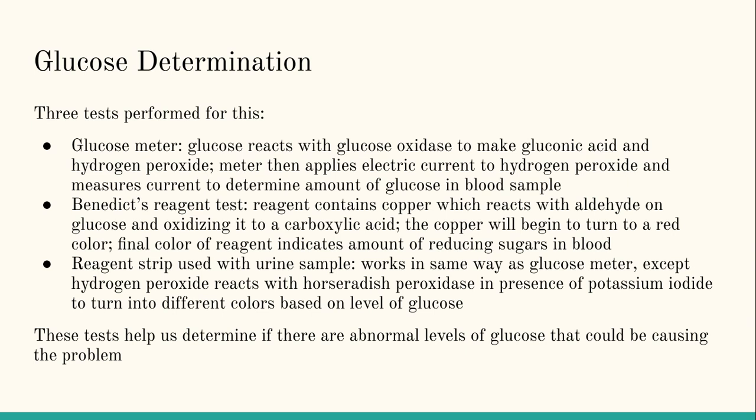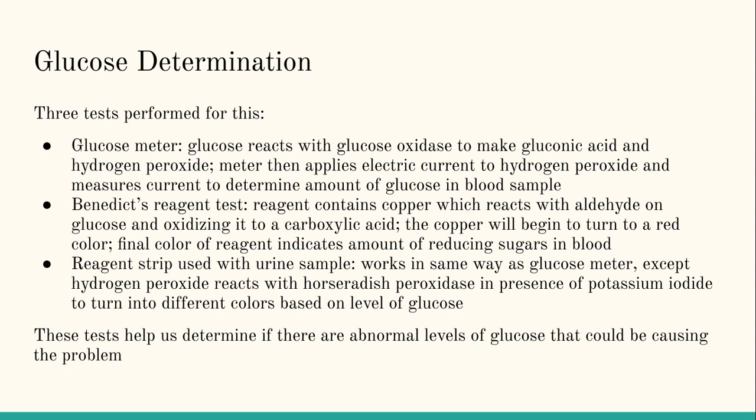So, the first test we're going to do is a glucose determination. There were 3 tests performed for this. There was the glucose meter portion. For this one, we take a device and take a blood sample and place it onto a strip that goes into the device. The glucose in the blood reacts with the glucose oxidase to make gluconic acid and hydrogen peroxide. The meter then applies electric current to the hydrogen peroxide and measures the current to determine the amount of glucose in the blood sample. The second test is a Benedict's reagent test.